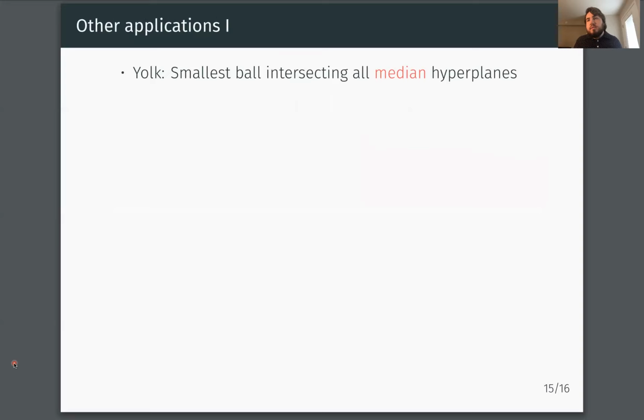So of course, there are other applications of Chan's framework and we explore these in the paper itself. So the main one, which is the yolk, which I didn't talk about, is the smallest ball intersecting all median hyperplanes. And the techniques that I've discussed here generalize to the yolk, but there's a little bit more technicality. The other problem we consider is the egg. And the egg is the smallest ball intersecting all extremal hyperplanes, okay? So in 2 dimensions, the egg is simply the smallest ball intersecting all lines which go through 2 points.